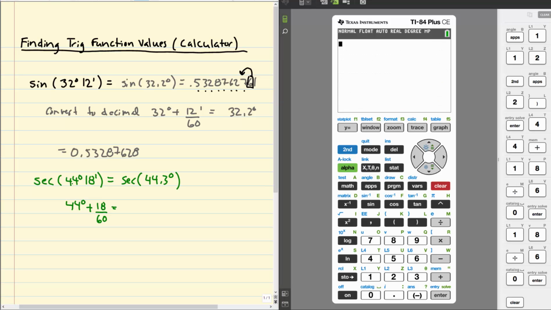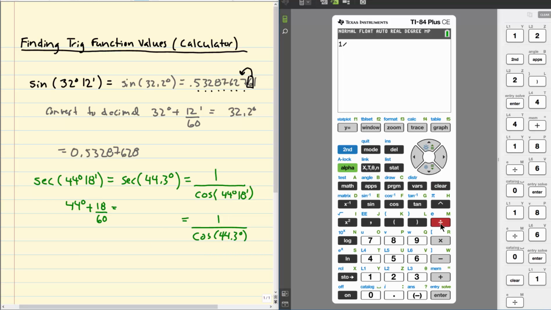So whether we enter it with degrees and minutes or with our decimal, we don't have a secant key on our calculator. So we need to remember that secant and cosine are reciprocals of each other. So this would be 1 over the cosine of 44 degrees 18 minutes. This would also be equal to 1 over the cosine of 44.3 degrees. So the way we can enter fractions, of course you can do the 1 divided by. What ends up happening though is once we start to get several terms, we have to be really careful that we don't have something in the wrong spot.